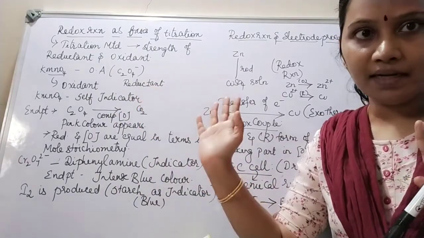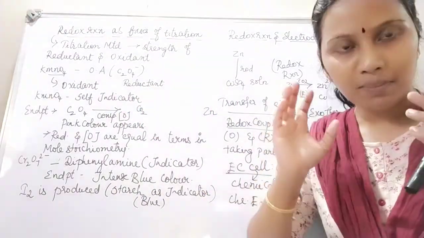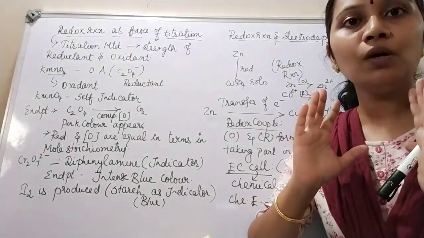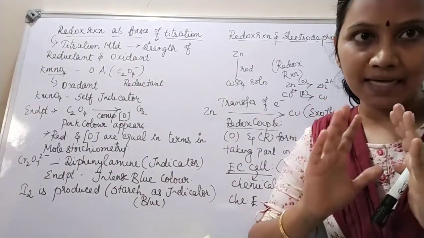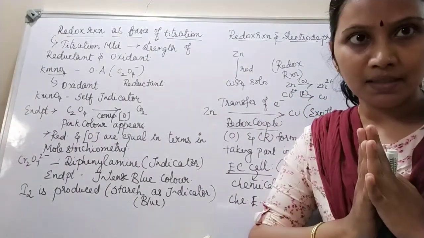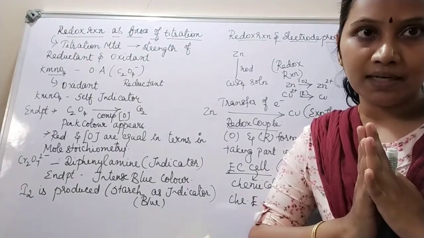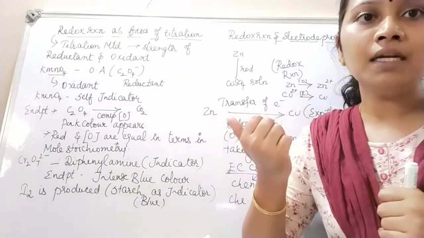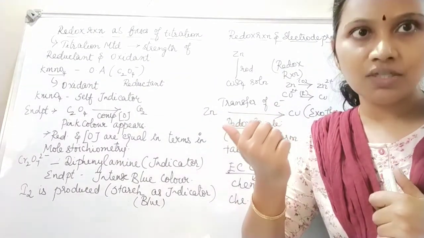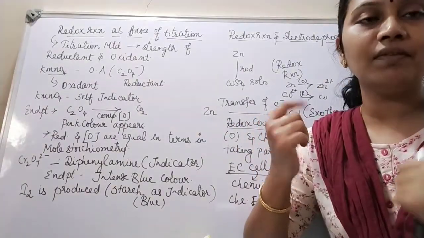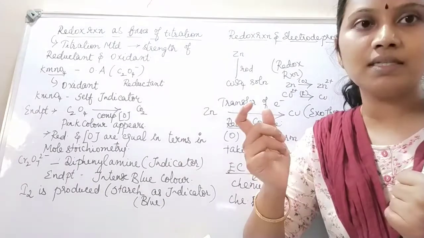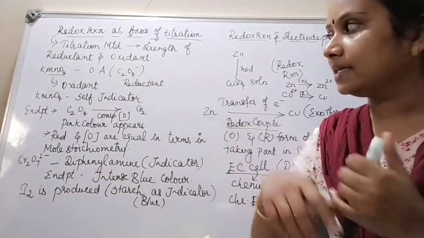oxalic acid is nothing but reductant. So I'm just summing up the role of redox reaction in the titration method, where you can determine the strength of oxidant and the strength of reductant, for which we have taken potassium permanganate titration against oxalic acid, where potassium permanganate is an oxidant and oxalic acid is a reductant.